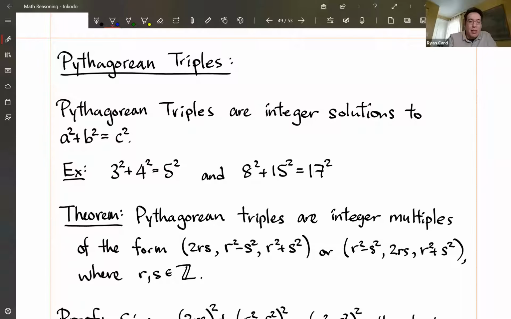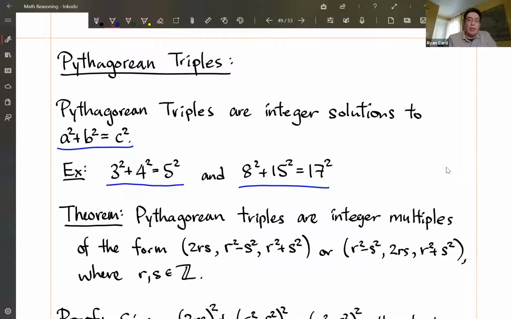Okay. So when we say Pythagorean triple, we're talking about integer solutions to a squared plus b squared equals c squared. So I'm sure you have seen 3 squared plus 4 squared is equal to 5 squared. Another example like this is 8 squared plus 15 squared happens to be exactly 17 squared.